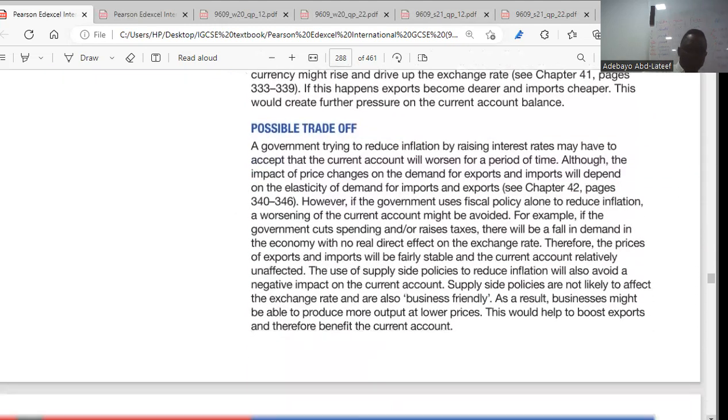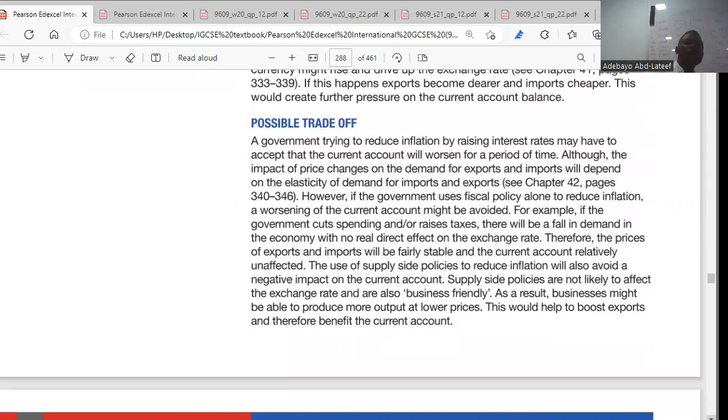So what is the possible trade-off? A government trying to reduce inflation by raising interest rates may have to accept that the current account will worsen over a period of time. So that is the point. The government will be able to reduce inflation through monetary policy. But government should note that the current account balance will always be what? Deficit. It will not improve. Is it clear? Yes.